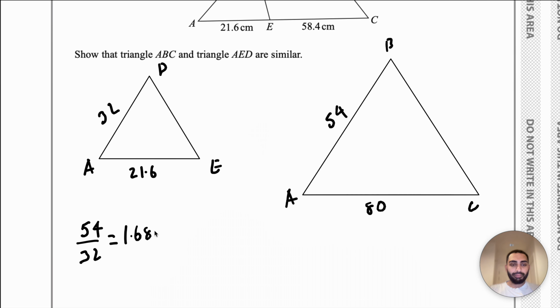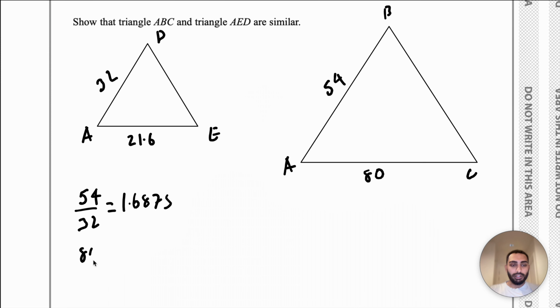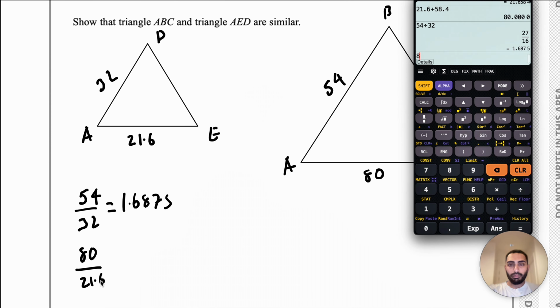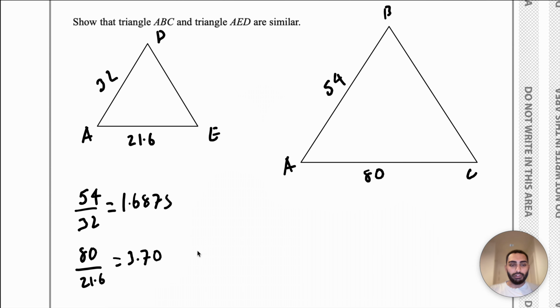I'm going to do the same thing with that one, 80 divided by 21.6. And hopefully it gives me the same number. But if you take a look, it doesn't give me the same number. So 3.70. That means that's incorrect. These sides are not matching up with each other. So I'm going to try it with different sides. I'm going to try these two sides together, and I'm going to try these two sides together.